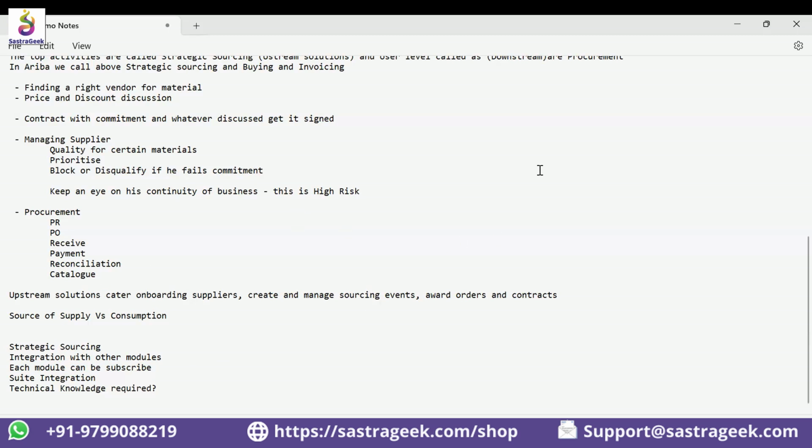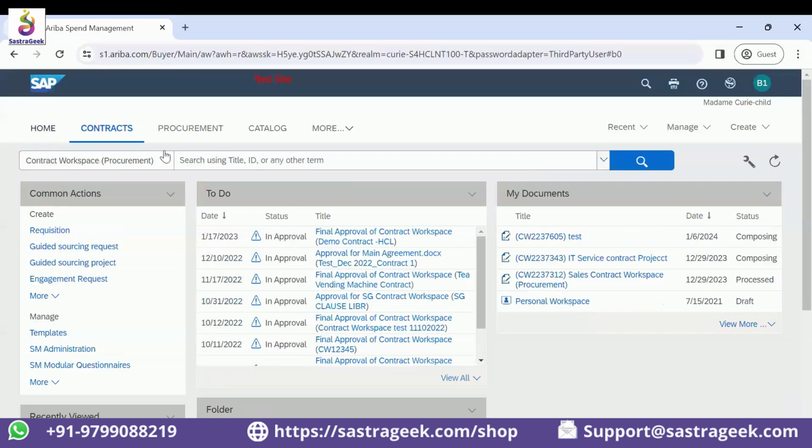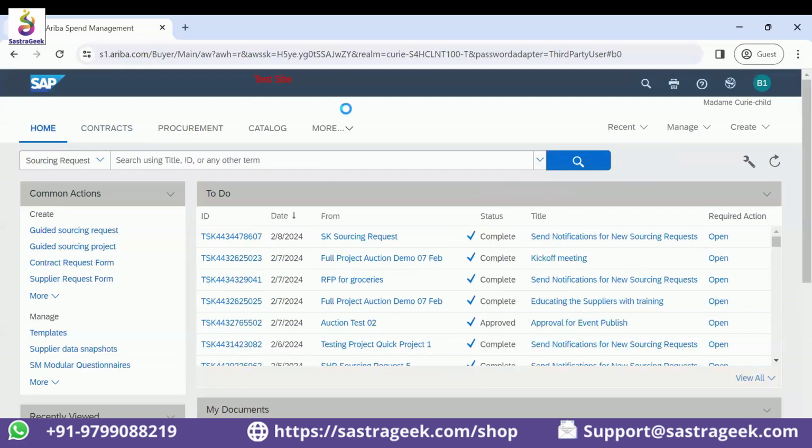So let's go to the Ariba screens because we have less time. I just want to quickly show you the feel of Ariba. So this is the Ariba home screen or landing screen. When you subscribe and log in to the system, this is the dashboard which you are going to see. This is called the Ariba landing page.